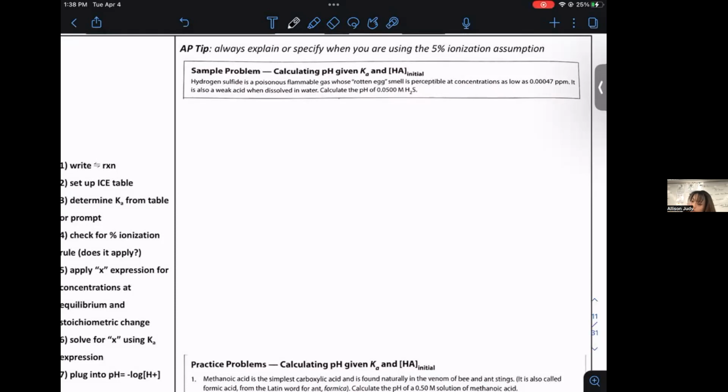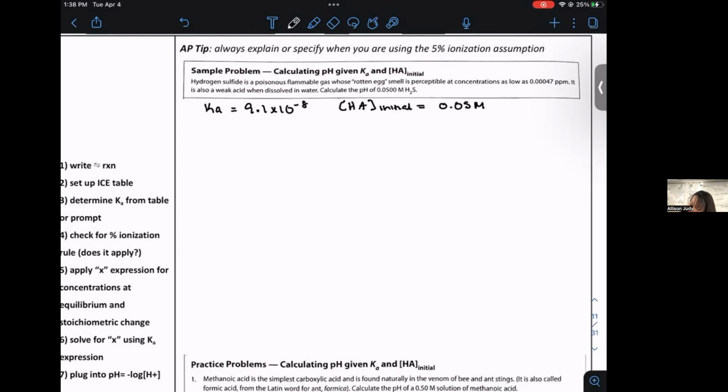Okay, so first things first, you want to note that Ka would be given to you. Ka is in a table. The Ka for this is 9.1 times 10 to the negative 8th. And we're told our initial acid amount is 0.05 molar. Where did you get the Ka from? You would have gotten it from a table according to the workbook, but here I'm just giving it to you, and they would have given it to you also.